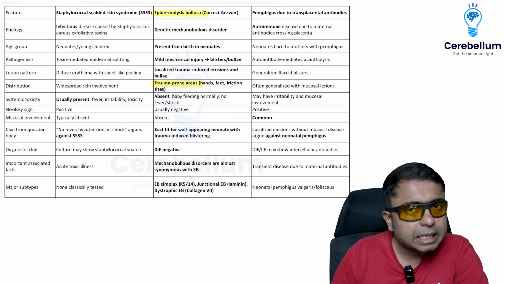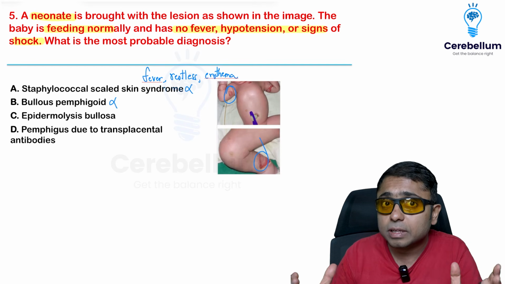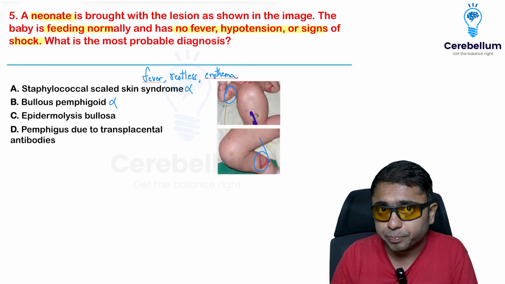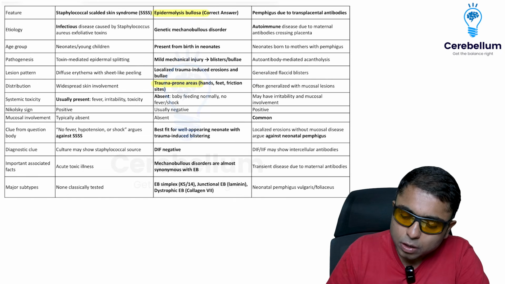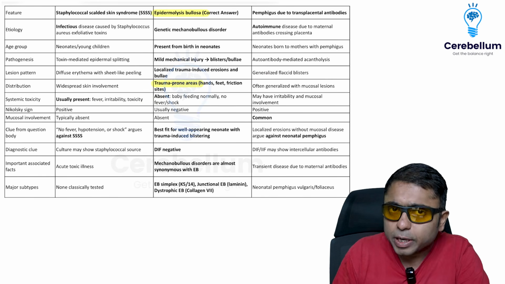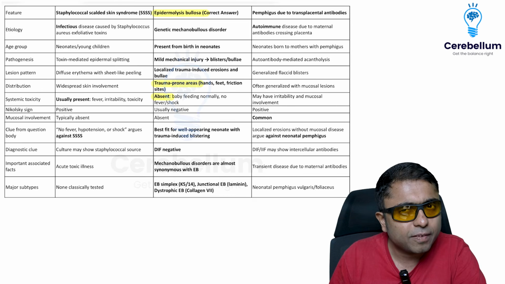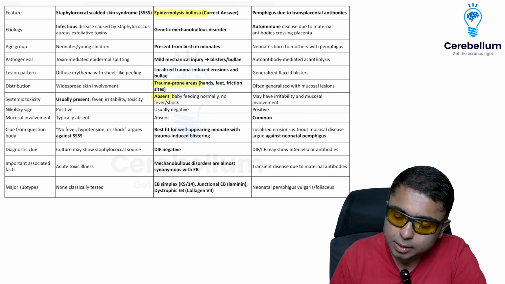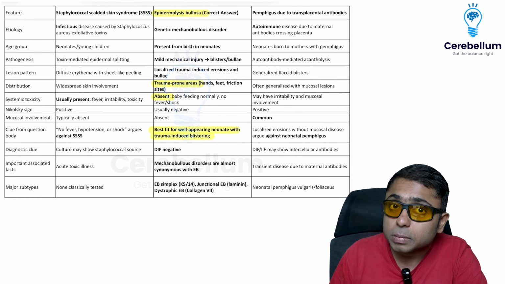Okay. So in the picture, if you see, the site of involvement is especially the areas where there is a high possibility of friction because of the holding, mechanical friction, right? And also, what are the other points? Systemic toxicity is going to be absent in epidermolysis bullosa because there is no infection or toxin in this condition. Okay. And it is the best fit for a well-appearing neonate with trauma-induced blistering.